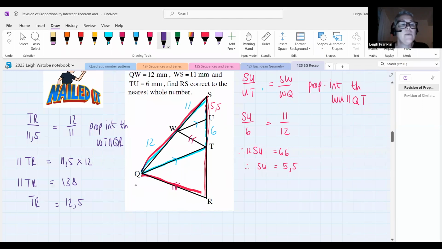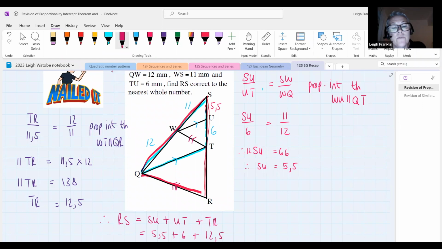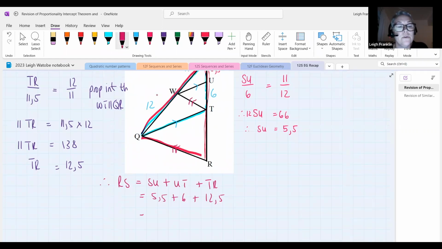Okay. And now we can finish this question off by saying, okay, we've got all the bits and pieces we need for RS. RS is the sum of SU, UT, and TR. So that's 5,5, 6, and 12,5, which means that it would be equal to 24.